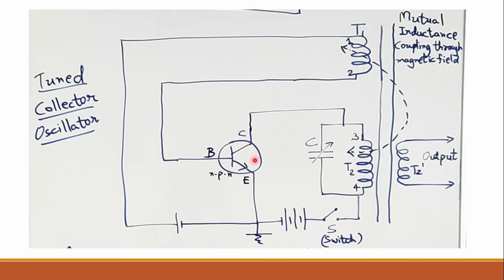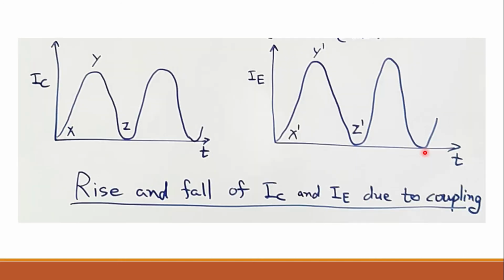Now again the capacitor will start discharging in the opposite direction, right? And IC will start increasing again, and as output is taken from the tank circuit, here, right, we are getting undamped oscillations. So this will be the change in current or rise and fall of collector current and emitter current due to coupling. So I hope you have understood the working of transistor as an oscillator properly.